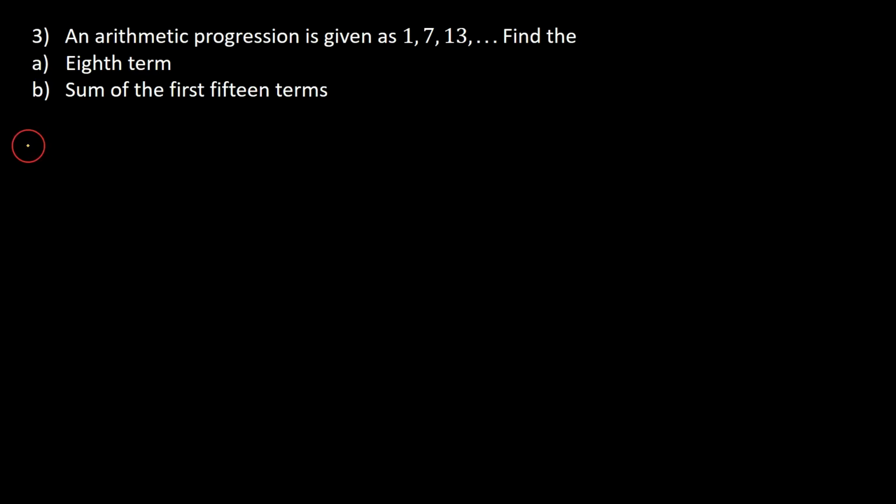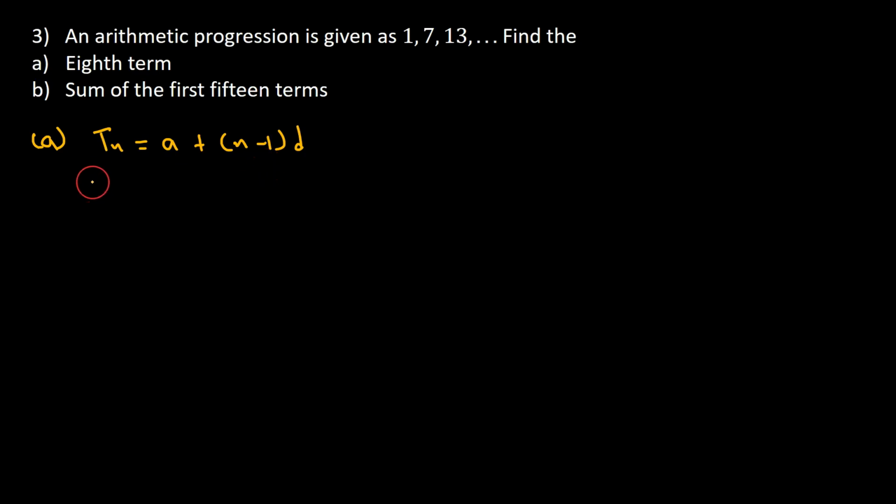So an arithmetic progression is given as 1, 7, 13. Find A, the nth term, the 8th term, and B, the sum of the first 15 terms. So let's find the 8th term. We have our formula again, Tn equals a plus n minus 1, and then d there. So we first have to find the common difference.